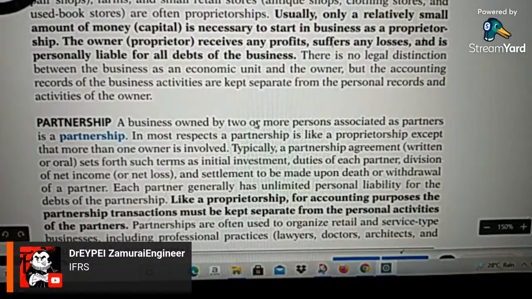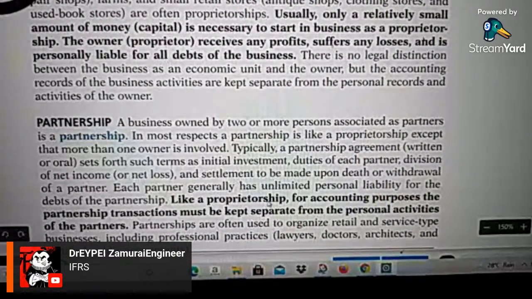If the company is owned by 2 or more persons, join together, associate themselves to be partners, they are called partnership. Okay? Usually, only a relatively small money is necessary to start in business as a proprietorship. The owner receives profits, suffer any loss, and is personally liable for all debts of the business.